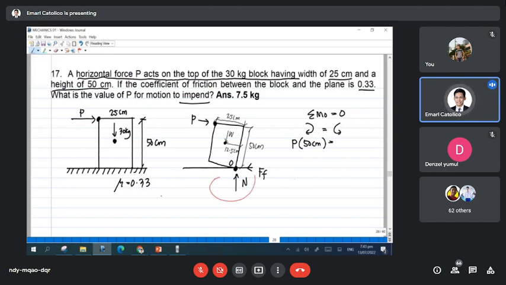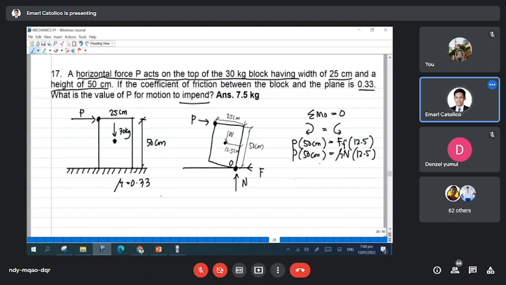So at point O, ang rotation niya ay counterclockwise. So therefore, we have frictional force times distance of 12.5. Tama ba? Yeah. Ay, hindi ko. Si weight siguro yung ano. Yeah, tama yan. 12.5. Okay, so solve natin si frictional force, mu N times 12.5, then 50 cm. Okay.